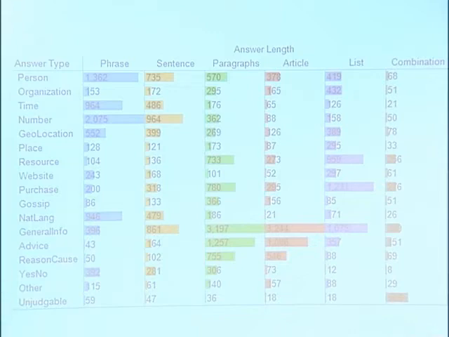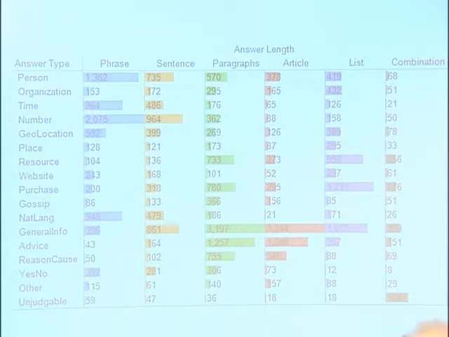So when you have a question that asks for a person, actually the majority of people said, I just want a phrase. I don't want your paragraph. I don't want more background. I prefer a phrase. You can see, for example, if something is gossip, actually people wanted to read more. They wanted a full paragraph or the full article.